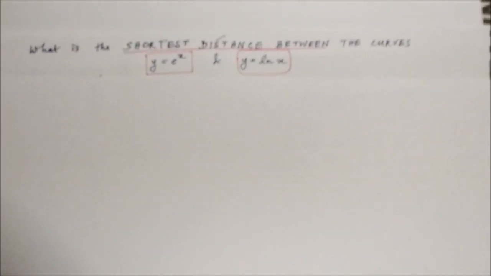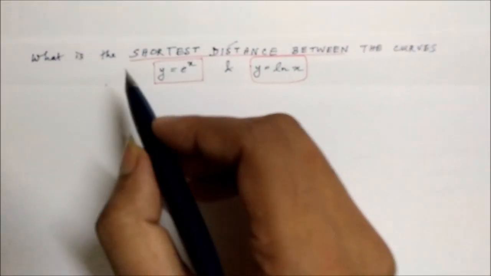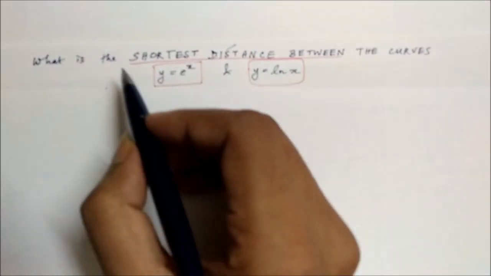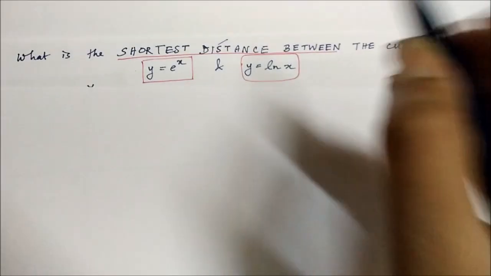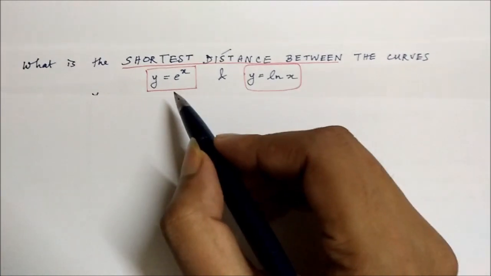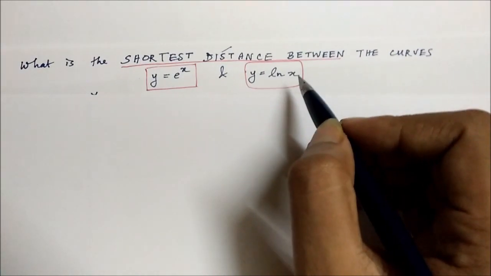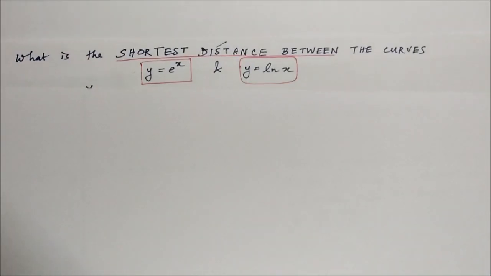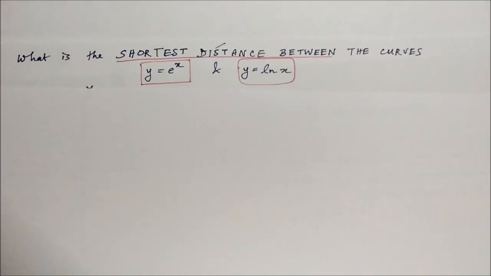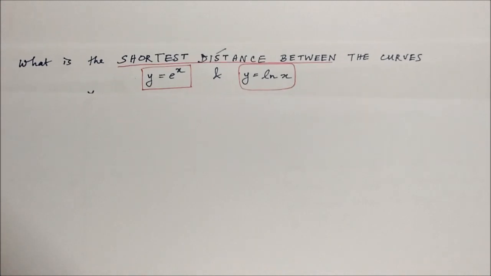So I was wondering about this problem just a day back. What is the shortest distance between the curves y equals e to the power x and y equals log natural of x? Now, surprisingly, the solution is not that difficult.